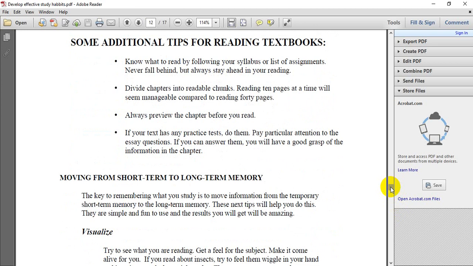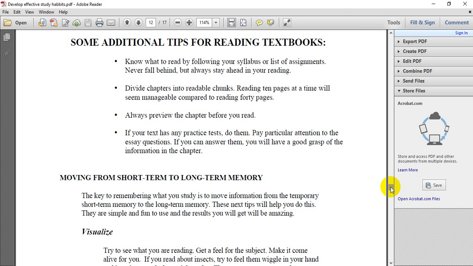Okay, here we have some additional tips for reading textbooks. You can follow these steps. The first one is knowing what to read by following your syllabus or list of assignments. The second step is dividing chapters into readable chunks. Reading 10 pages at a time will seem manageable compared to reading 40 pages. You can break the chapter into small parts, just 10 pages, and identify a time for each part of it.